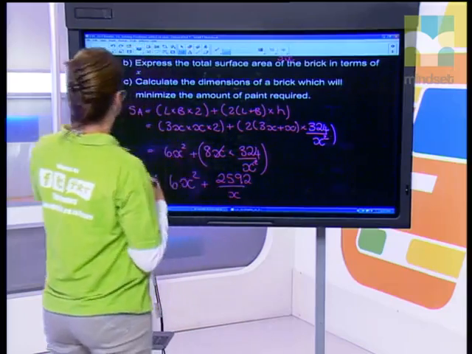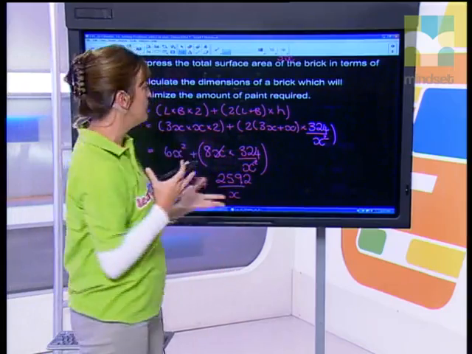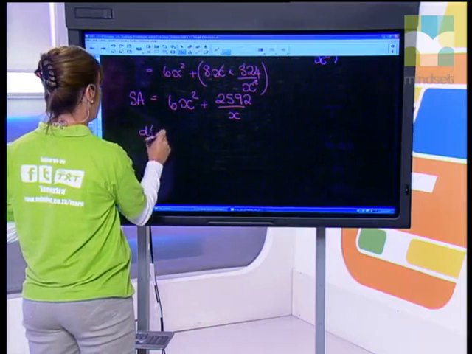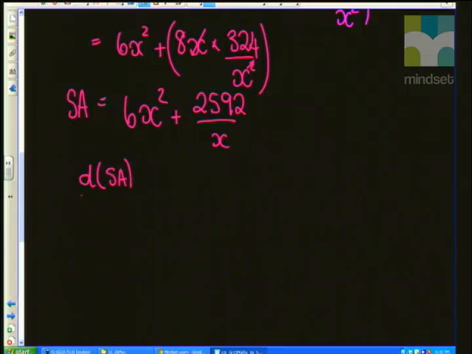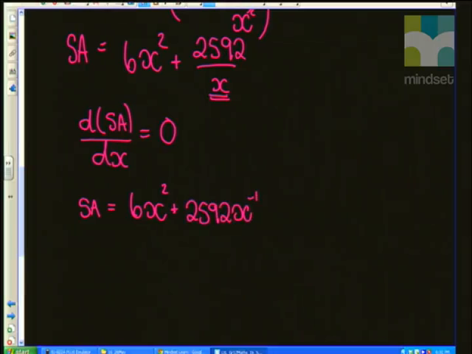Now that we've done that, the question finally says, calculate the dimensions of the brick, the dimensions being the length, the breadth, and the height of your brick, that will minimize the amount of paint required. Okay, so therefore what we're going to do is take the derivative of your surface area formula in terms of x, that's the variable, and we're going to let it equal 0. Okay? Before we can find the derivative, remember that if it's over x, we cannot apply our rules of differentiation. So before we do anything, I am going to have to bring 2592 up to the top to make it x to the negative 1. And then we can find our derivative of our surface area.